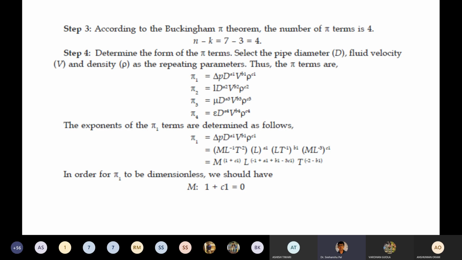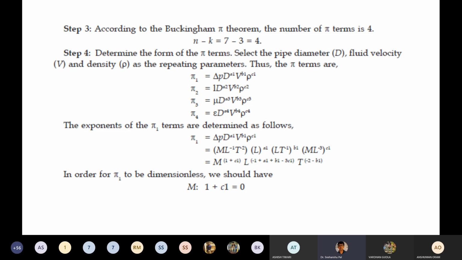Now we are going to step 4: determine the form of the pi terms. Now we have to find out the form of the pi terms. For that we have to formulate certain mathematical equations and solve them. Suppose the pipe diameter, fluid velocity and density are the repeating parameters. Thus the pi terms are as shown.